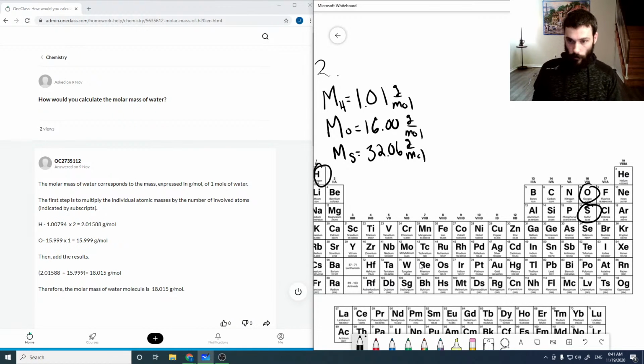Okay, so for the next one here, just what's the molar mass of water?